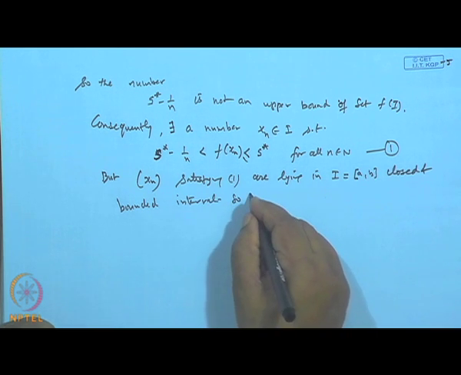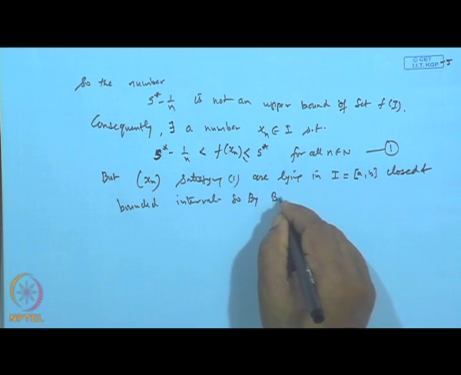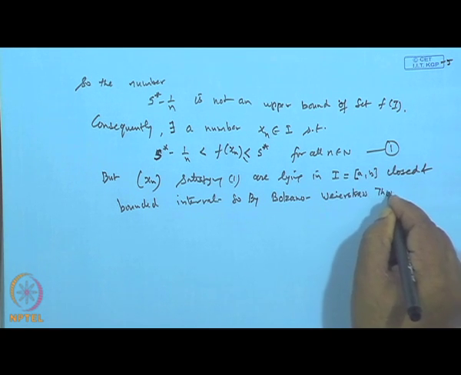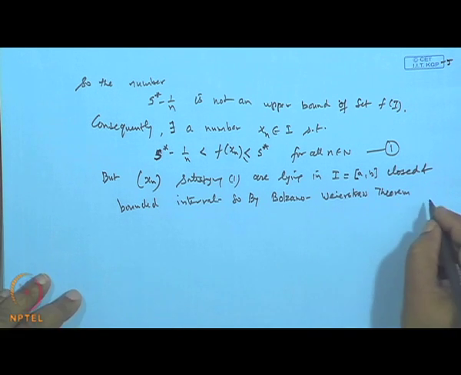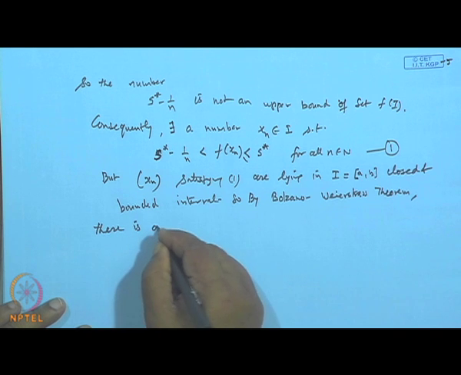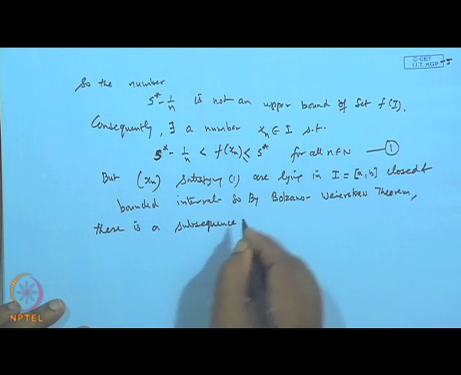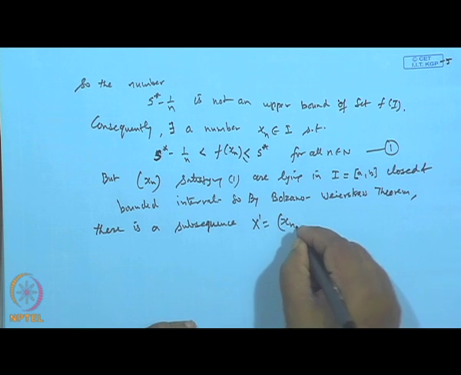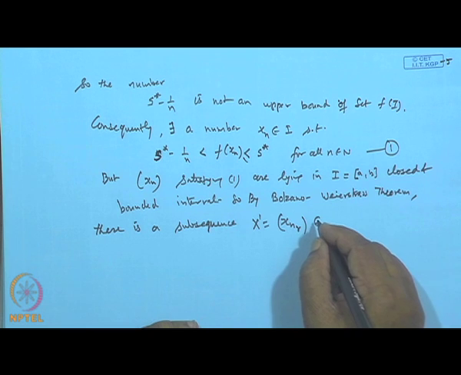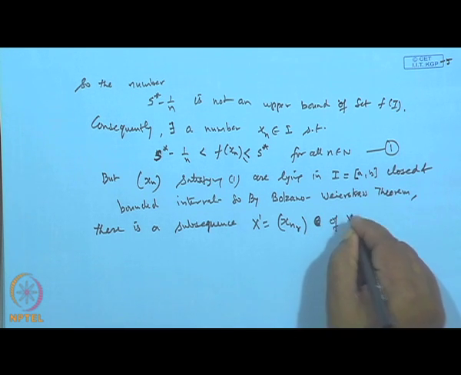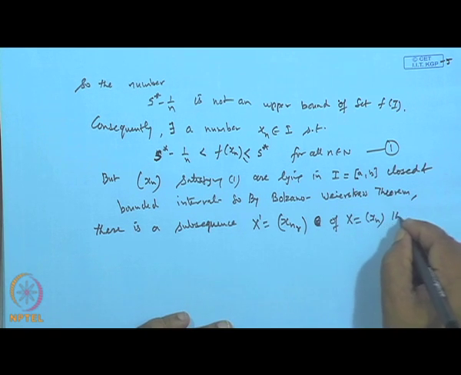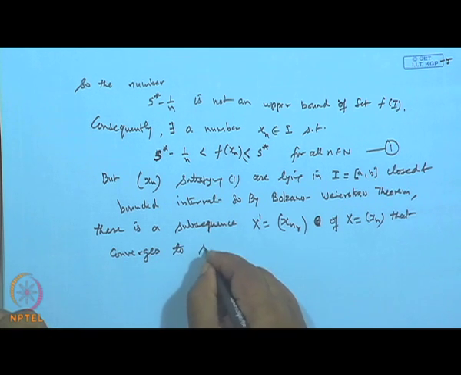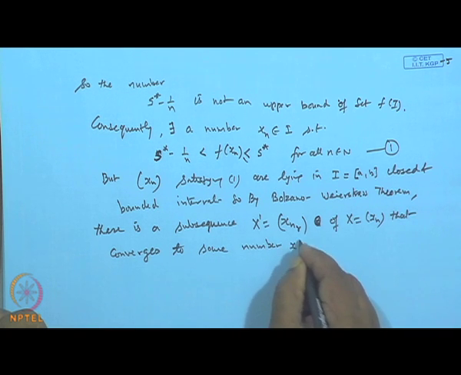Closed and bounded. So, by Bolzano-Weierstrass theorem, there is a subsequence, say x', whose elements are x_{n_r}, belonging to the sequence x_n, that converges to some number, say x star.